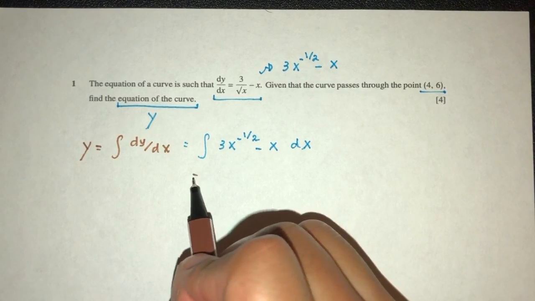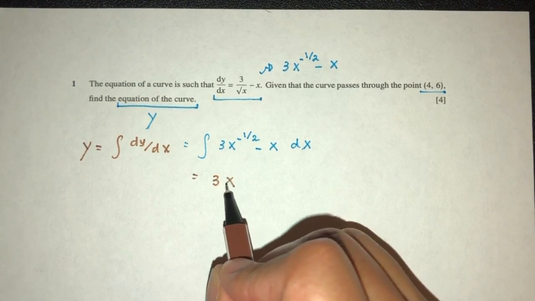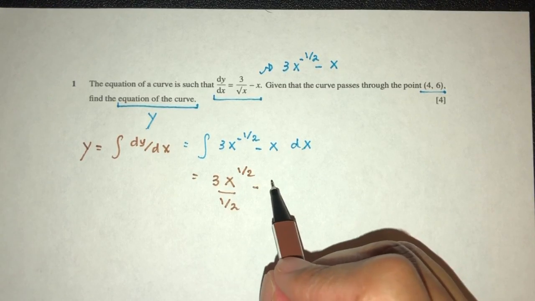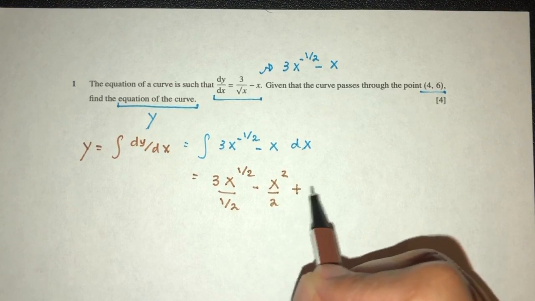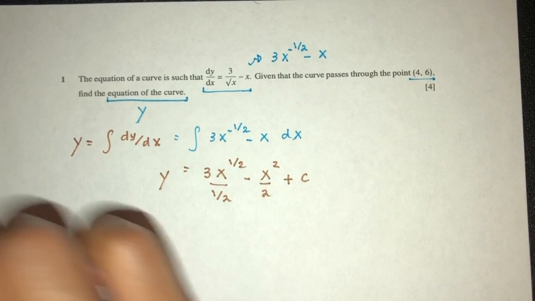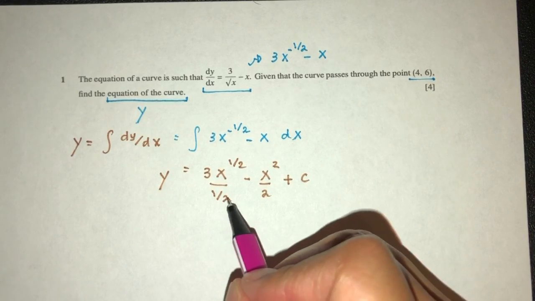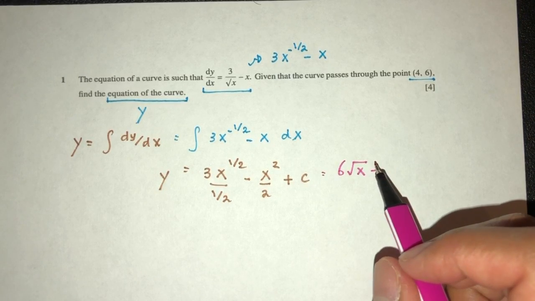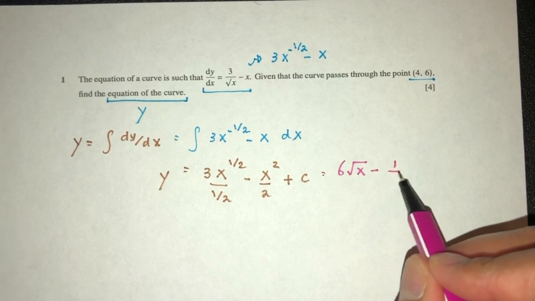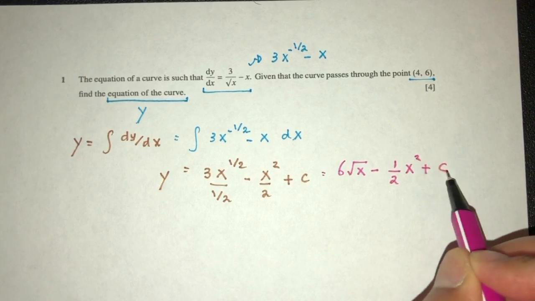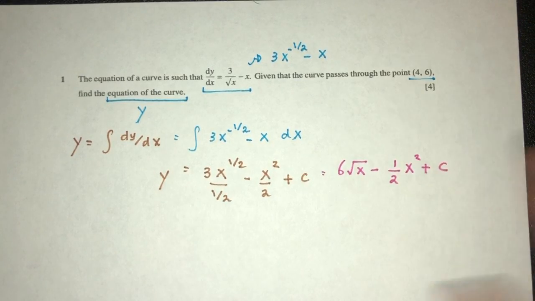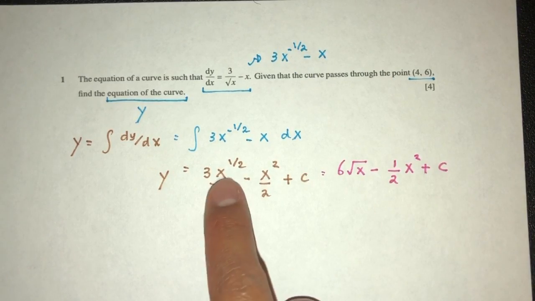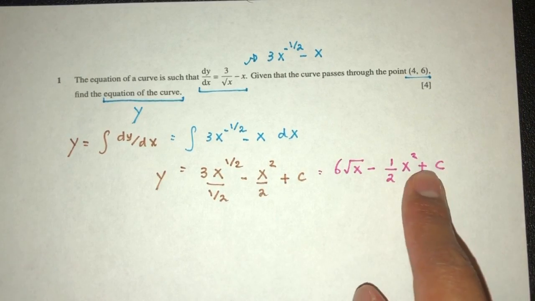Solve one by one. 3 is only a multiple, so it will be outside. We have to add 1, that will become half, and divide by half. Then minus, this will become x power 2 over 2, and plus c obviously for the constant of integration. Now let's solve. We can send this on top, that will become 6 minus the value of half x squared plus c. That makes sense, right? Because here we have to divide by half. So if you think about this, 3 divided by half is 6. That's why I have 6 here. That is simply root of x, and that is minus half x squared plus c.